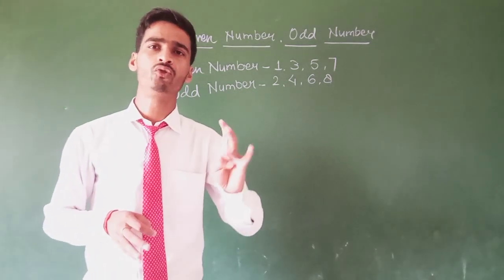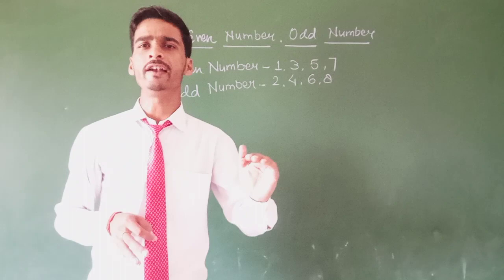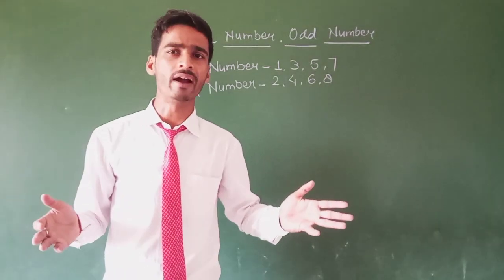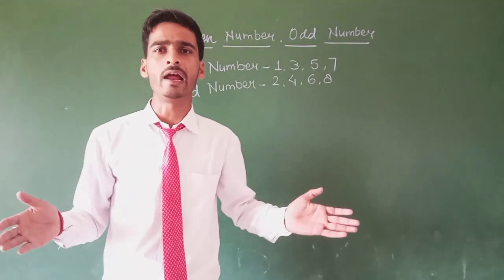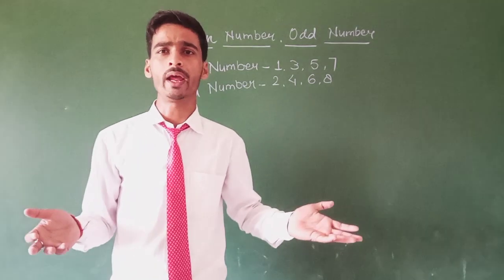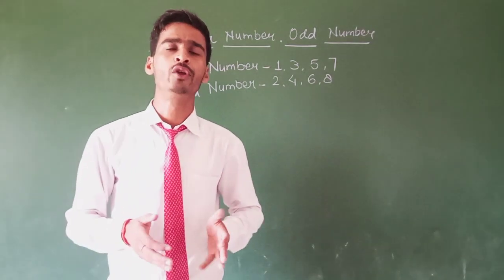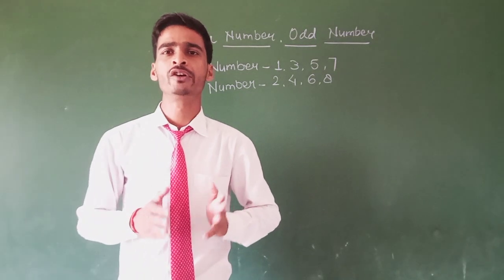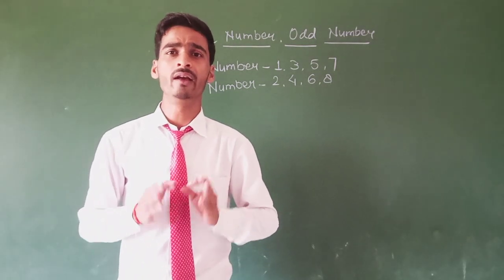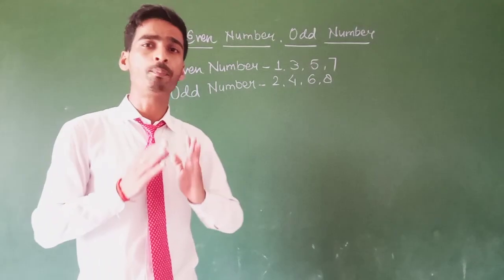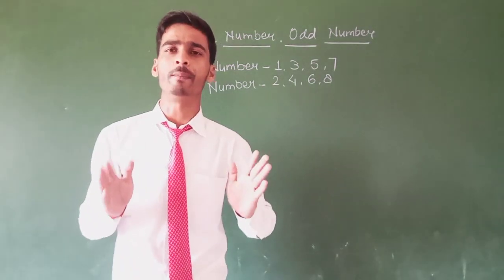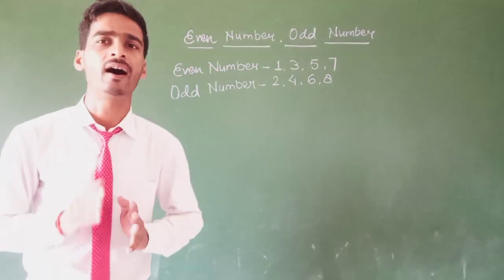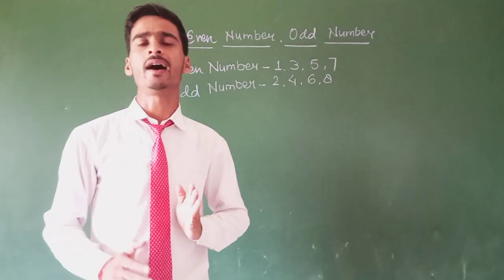As like 1, 3, 5, 7. You can't perfectly divide 5 between 2 people. You can't perfectly divide 7 between 2 people. You can't divide 3 between 2 people. You have to make it half for dividing. So you can't divide 1, 3, 5, 7 perfectly, but you can perfectly divide 2, 4, 6, 8 between 2 people. So 2, 4, 6, 8 are even and 1, 3, 5, 7 are odd.